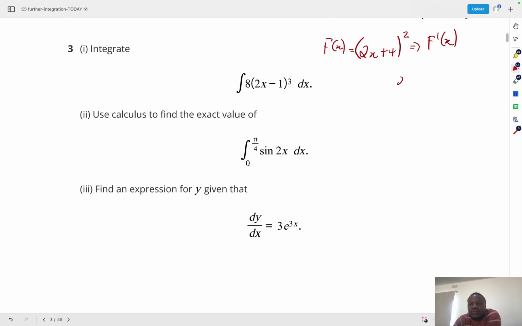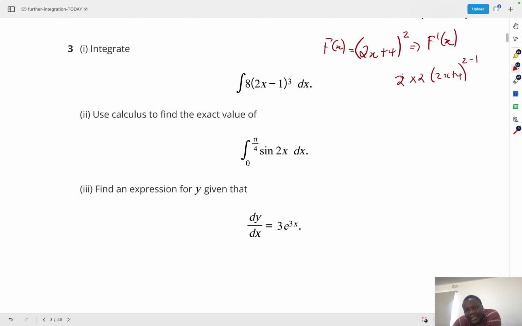So you do 2. Okay, remember we are multiplying. So to integrate, you have to do the opposite. 2 times the derivative of the inside, which is 2. Then you maintain this function here, and you subtract 2 minus 1.